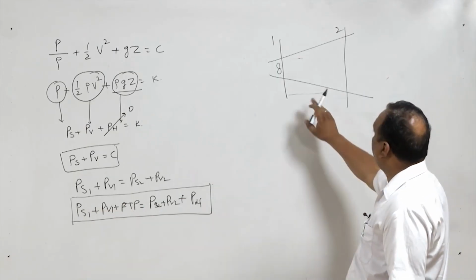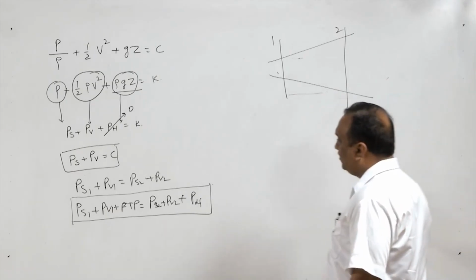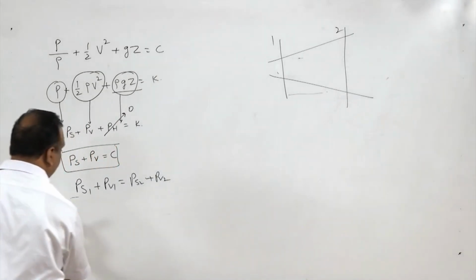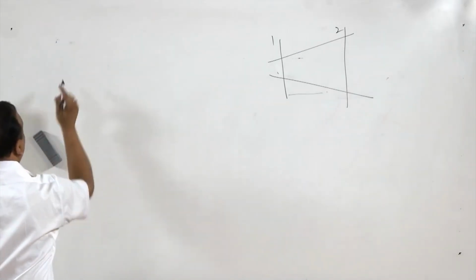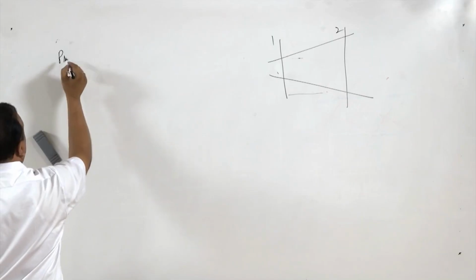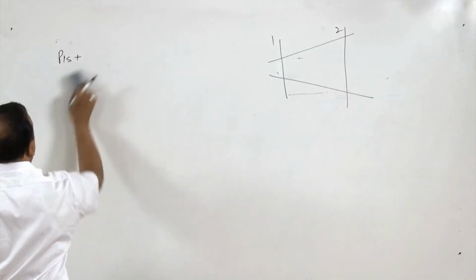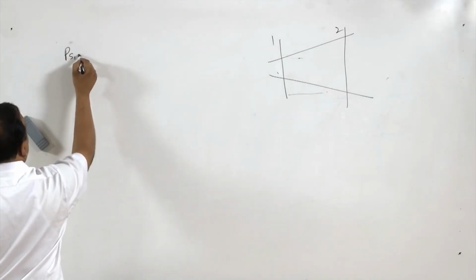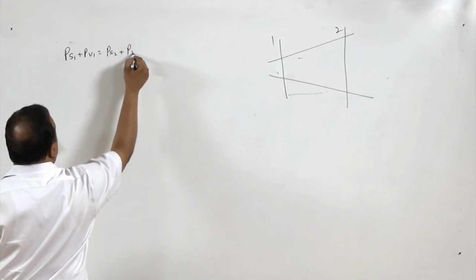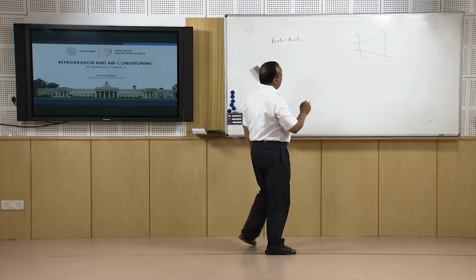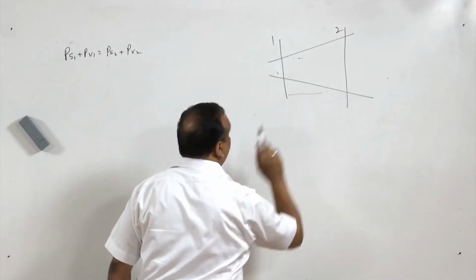Now suppose there is air movement in a section with no fan. Then we can always say that PS1 plus PV1 is equal to PS2 plus PV2. That is, the static head at 1 plus the dynamic head at 1 is equal to the static head at 2 plus the dynamic head at 2.